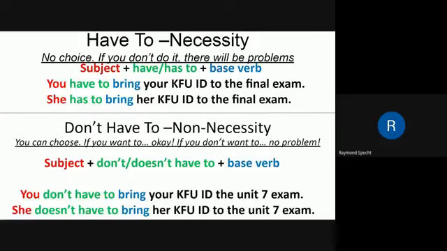All right. Don't have to, non-necessity. You can choose if you want to, okay? If you don't want to, no problem. Subject plus don't have to, doesn't have to, plus base verb. You don't have to bring your KFU ID to the Unit 7 exam. She doesn't have to bring her KFU ID to the Unit 7 exam. All right? It's a non-necessity. But in your case, it's a necessity. All right? Next slide.